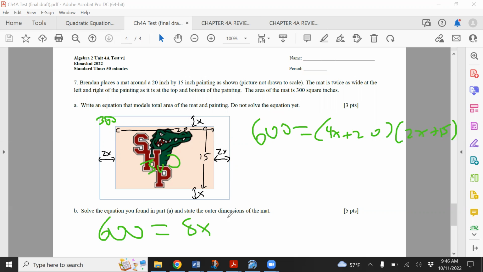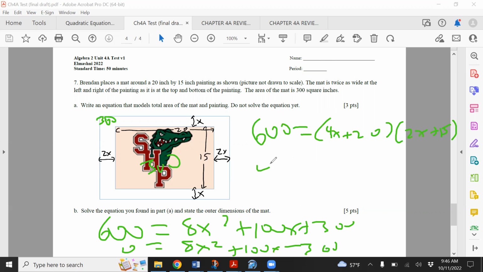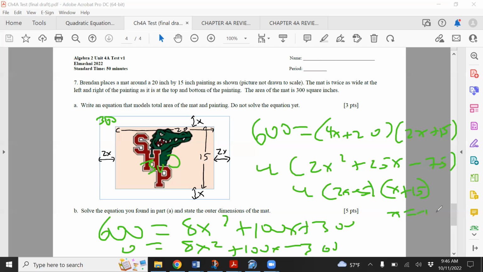You just have to FOIL, which I'll do really quickly. 100x plus 300. 0 equals 8x squared plus 100x minus 300. You have a calculator. You can factor out a 4, I think. Is that right? Yeah, 2x squared plus 25x minus 75. If you factor correctly, you should get 2x minus 5 and x plus 15, I think. Yeah. x can't be negative. That would make no sense. So it's 2.5. Once you get 2.5, you can get the dimensions, which would be 30 inches by 20 inches, if you plug in 2.5 for x. So that's all for that one.